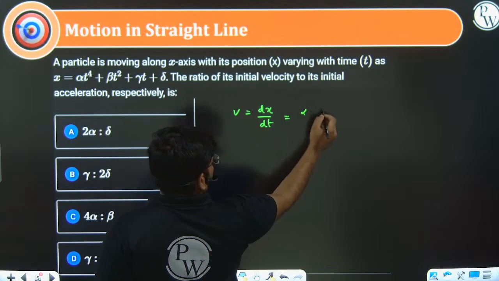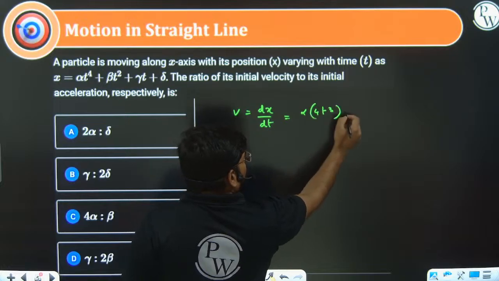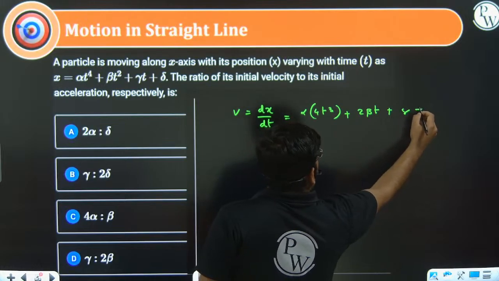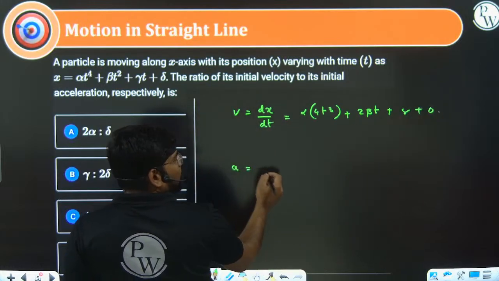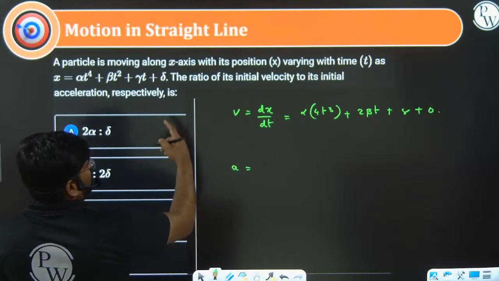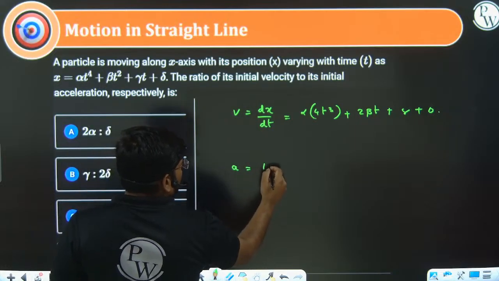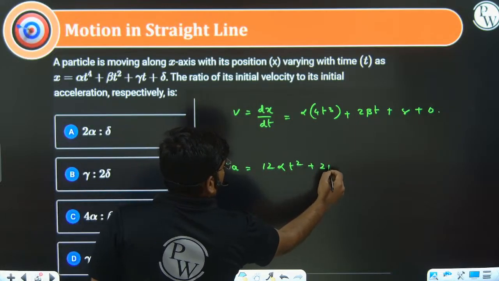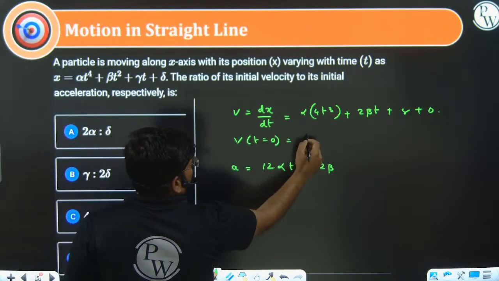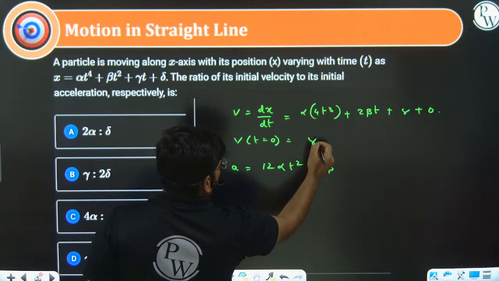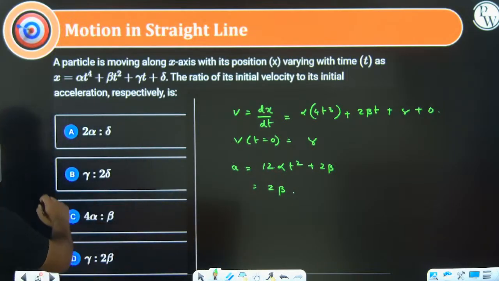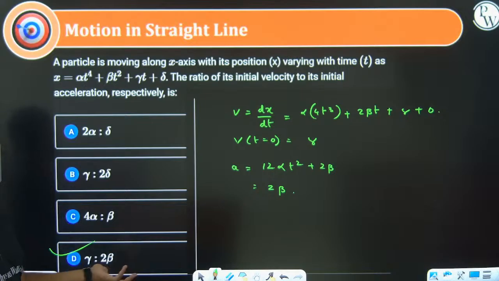Differentiating, we get 4αt³ + 2βt + γ + 0 for velocity. For acceleration, differentiate once again: 12αt² + 2β. We want the initial values, so put t = 0. In velocity only γ is left, and in acceleration 2β is left. They are asking for the ratio, so it is γ to 2β. That is option D. Very simple.